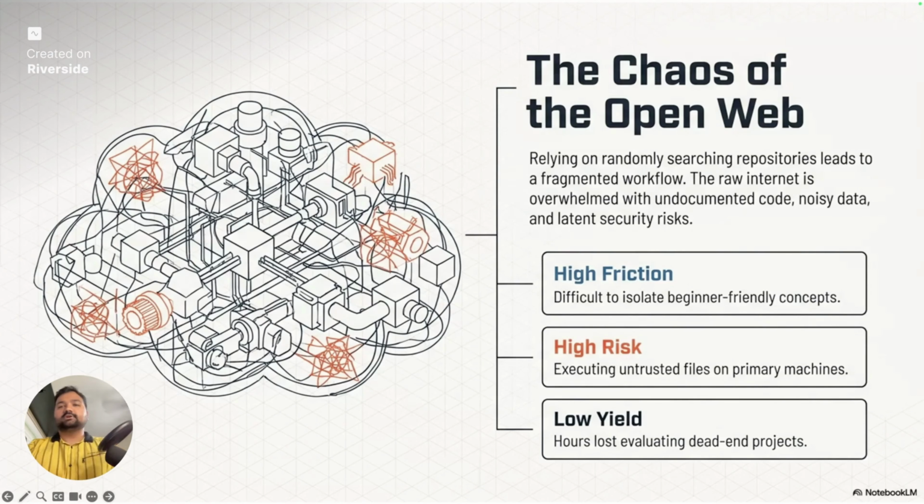So the chaos of the web: the internet is full of open source projects, but finding the right one is not easy. When we search randomly, we face three major problems: high friction, because it is difficult to find beginner friendly projects; high risk, because unknown code may not be safe to run; and low yield, because a lot of time goes into dead or outdated projects. Bringing structure to discovery.